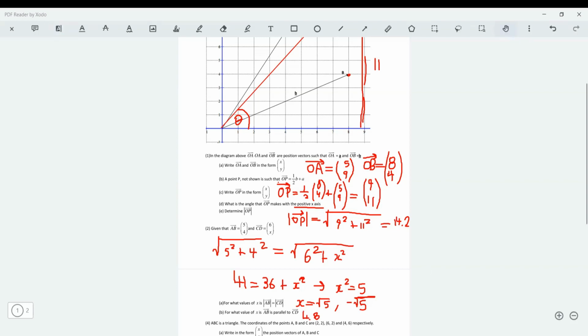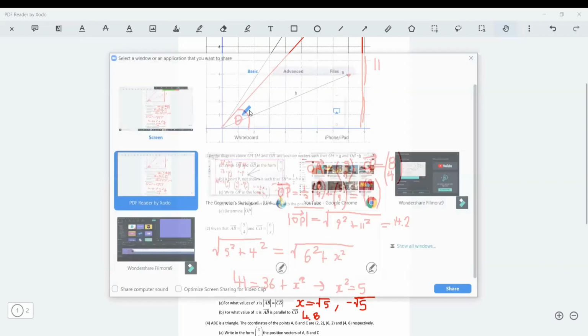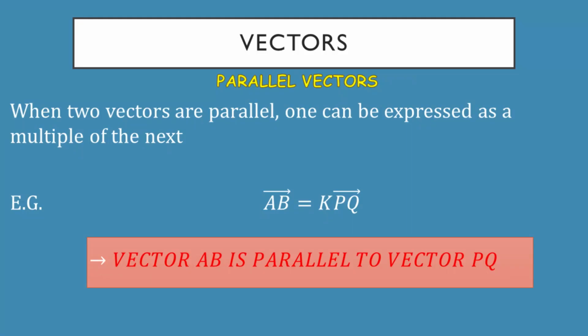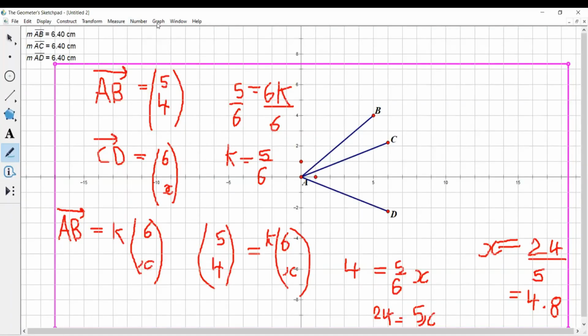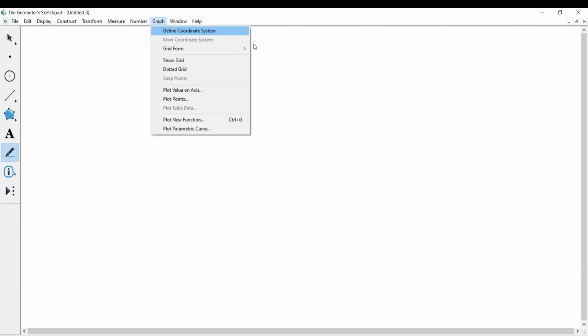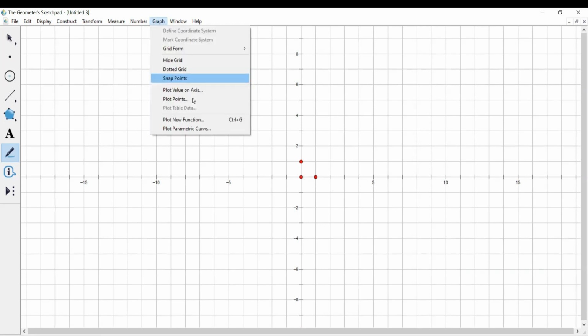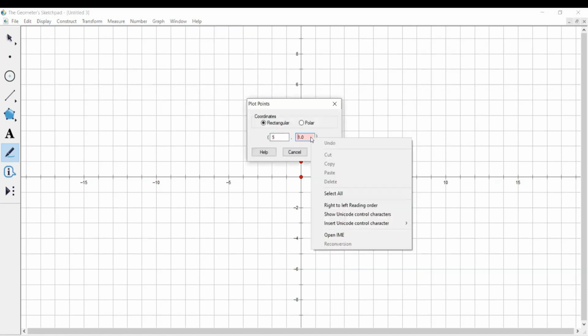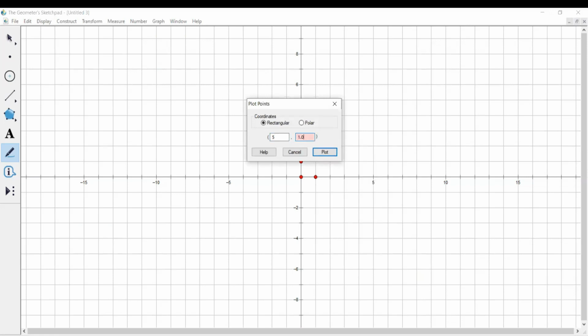We like to verify everything. So what I'm going to do is go back, not to the whiteboard, that's a mistake. We're going to go back to this graph right here, and I'm going to clear away this working. We get 4.8. I'm going to clear this and go to a new graph, and plot AB, which is (5, 4). So we go to plot points. AB is (5, 4), and I'm going to plot also (6, 4.8), and we're going to see if both of them are parallel.